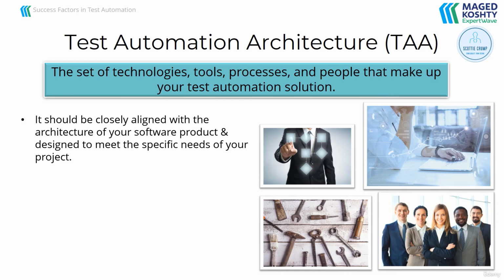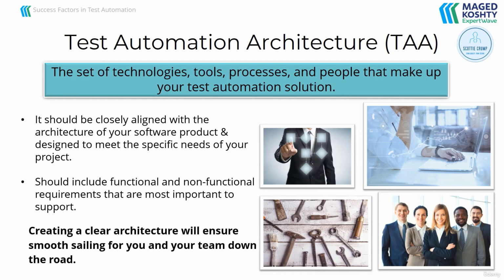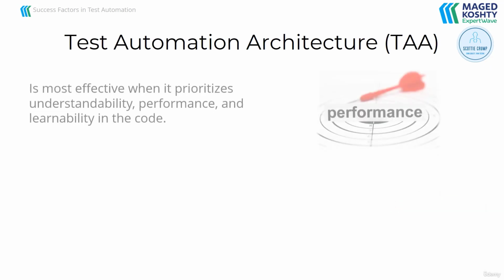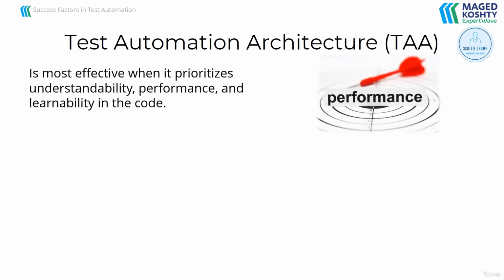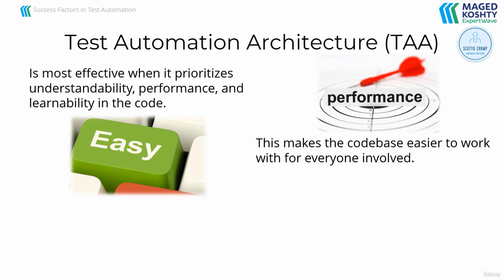The test automation architecture, TAA, should include functional and non-functional requirements that are most important to support. Creating a clear architecture will ensure smooth sailing for you and your team down the road. The test automation architecture, TAA, is the most effective when it prioritizes understandability, performance, and learnability in the code. This makes the code base easier to work with for everyone involved.